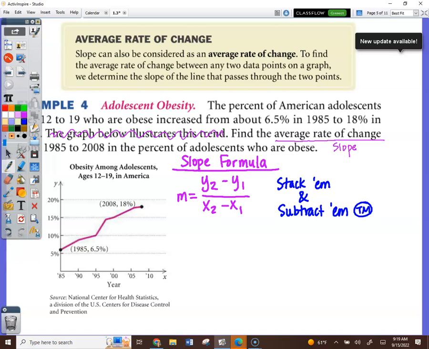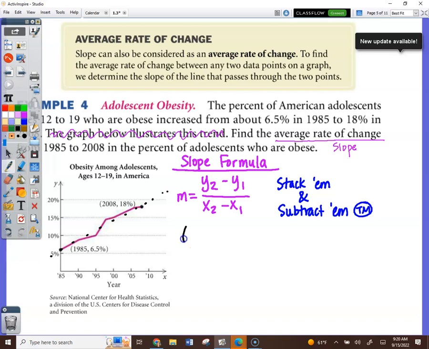Now let me show you what I mean by stack them and subtract them. We have these two coordinate points right here. Here's one and here's one. Do you notice how the graph is not a straight line? It's almost like a weird staircase. They want you to find the average rate of change, which means they want you to pretend as if it were a straight line and state the slope. So you just assume that there is a line that exists between the two endpoints.